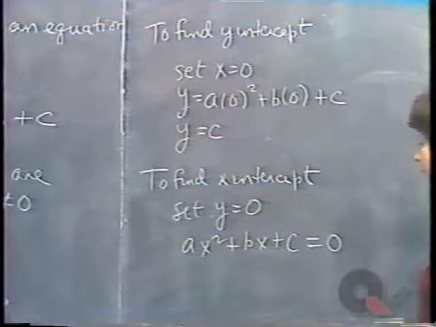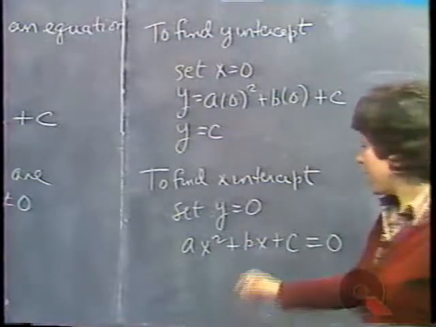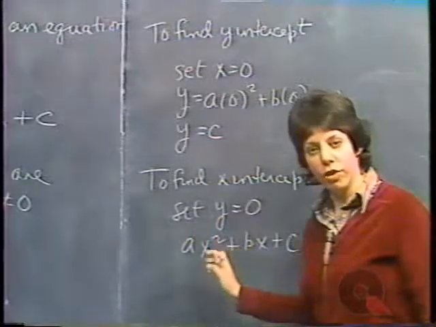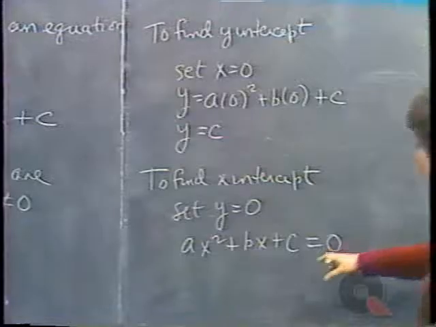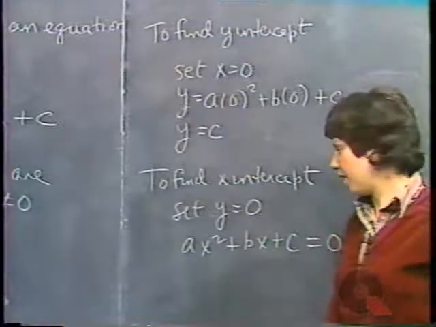Now, we know that an equation of this form has at most 2 real roots. It might have 2 real roots, it might have 1 real root, it might have no real roots. There are 3 possibilities here. And depending on how many real roots this equation has, that determines how many x-intercepts the parabola has. So we have 3 possibilities.